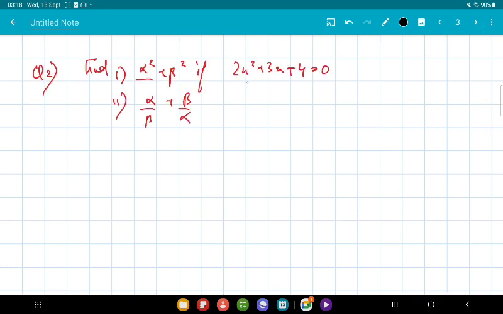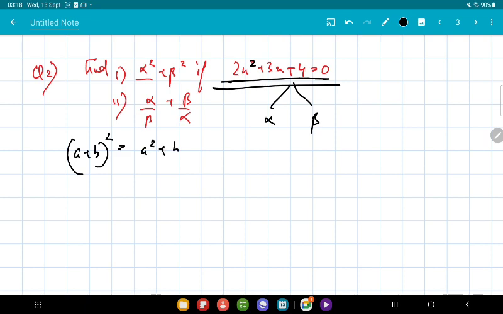Find alpha square plus beta square if 2x square plus 3x plus 4 is equal to 0. This is the quadratic equation, and alpha and beta are the roots of this equation. So they are saying find alpha square plus beta square. Well, if you remember this identity, a square plus b square plus 2ab, using this we will figure out the alpha square plus beta square also.